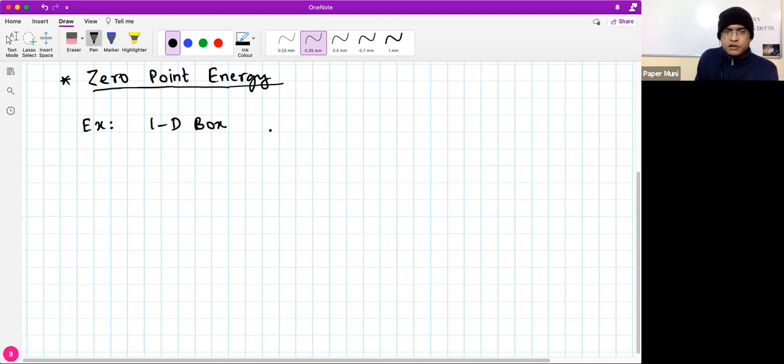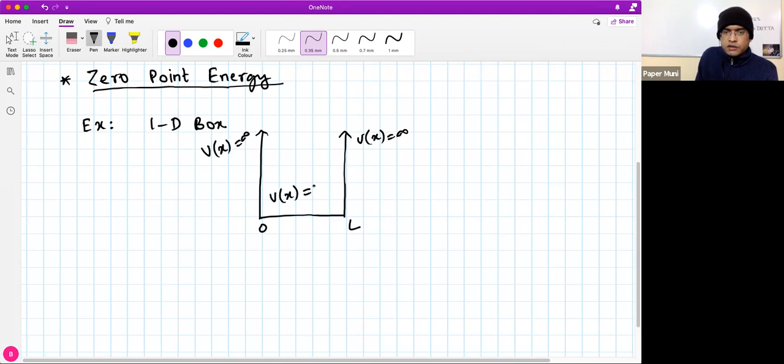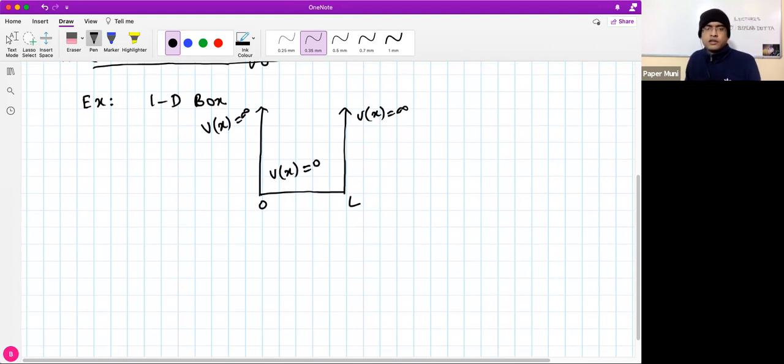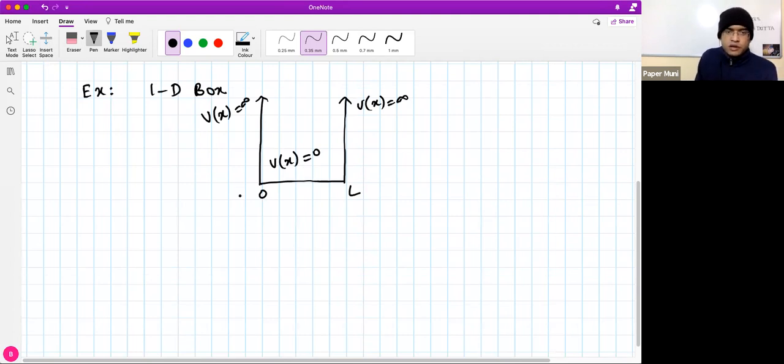All right, so let's take this potential. Now in this case we have this potential, infinite at this point, and the potential is infinite in this region, and this is 0 to L, where Vx is equal to 0. So this is the potential which we call the 1D box.